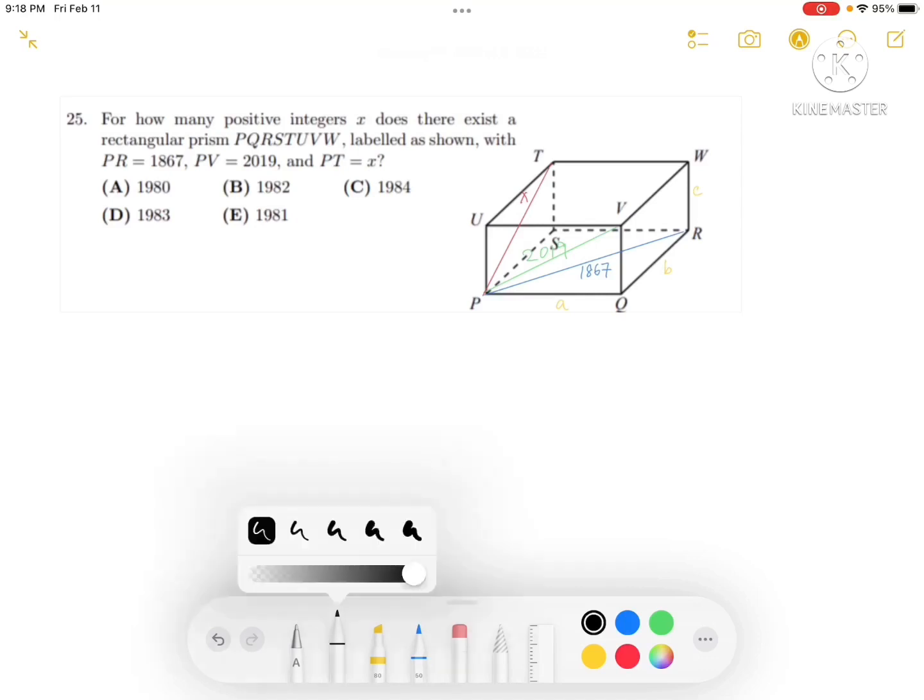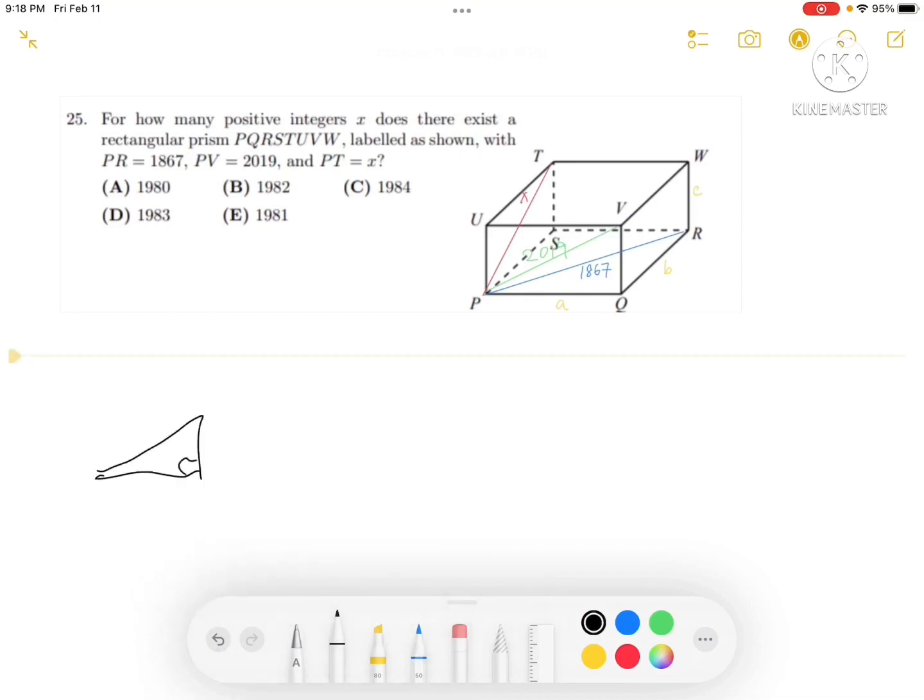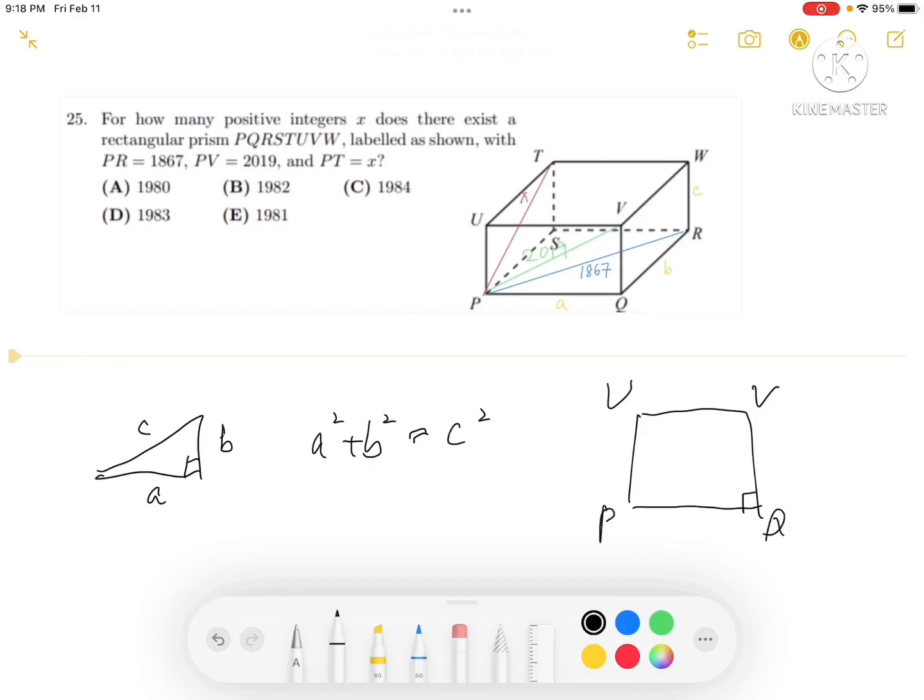Okay, so recall that before we have learned the Pythagorean theorem. In a right angle triangle, if my lengths are A, B, and C, A squared plus B squared is equal to C squared. So in our rectangular prism, we can see that there are actually right angles, because all sides in a rectangular prism are made of rectangles. So when we have U, V, P, and Q, this is a right angle. So this is A and this is equal to C. So we can see that we have a right triangle here.